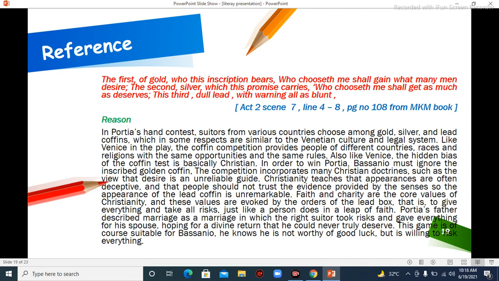Faith and charity are the core values of Christianity, and they also say that it is everything for a person to take a risk. The one who is choosing the lead casket is basically taking a risk, as he is leaving the precious thing, the gold, behind, and is choosing the lead. It is not a precious thing as compared to the gold.